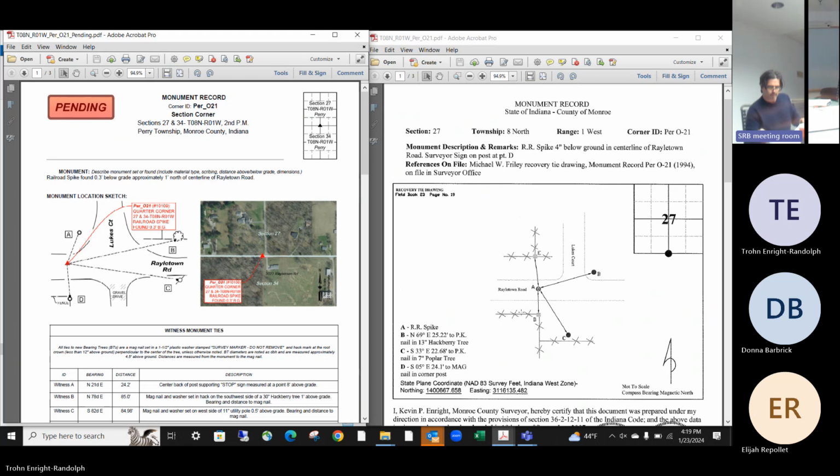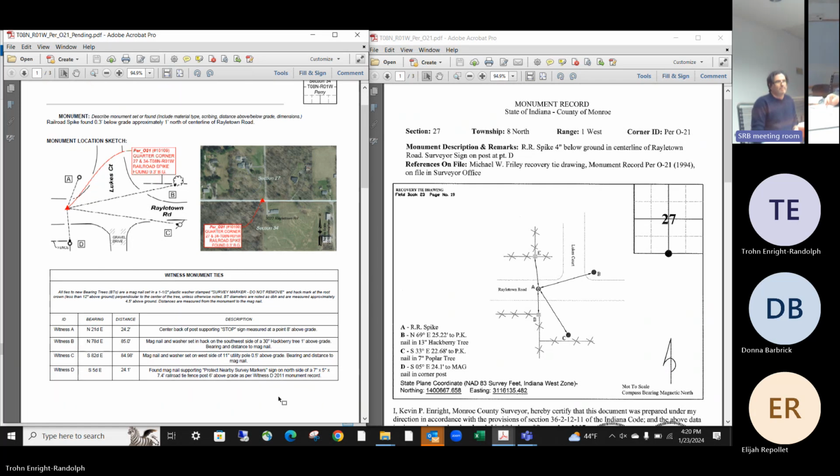Okay, good. Yeah, so they obliterated that, so we couldn't find it, obviously, because it was in the middle of the road. So we found another hackberry and put a mag nail in that, not to the center of the tree though. It was on a fence line, so it's hard to get a line of sight to the center. And as you see, witness D references the old monument, 2011.